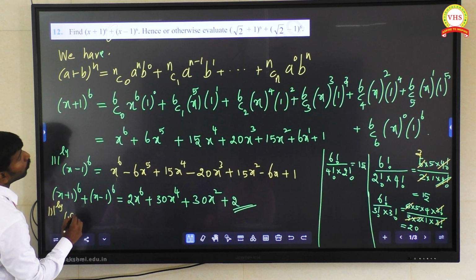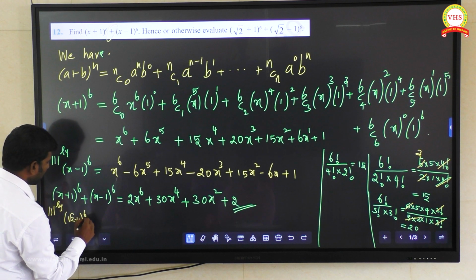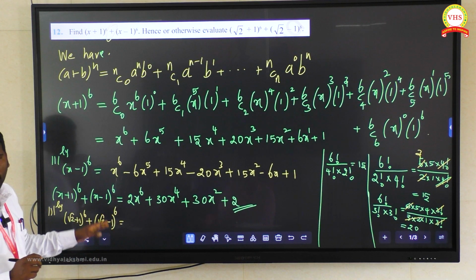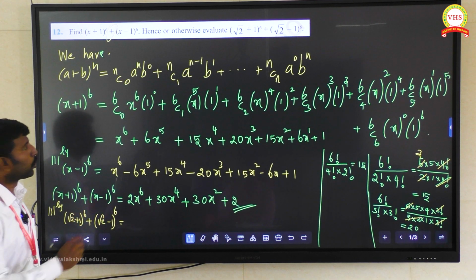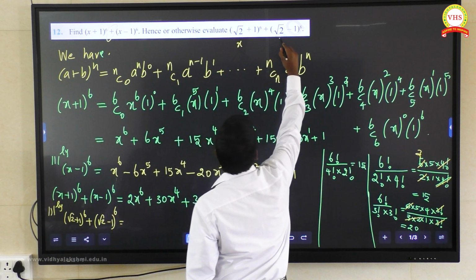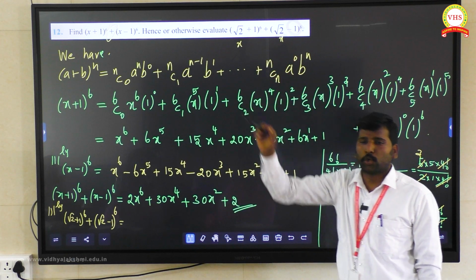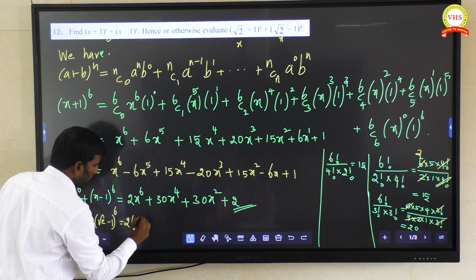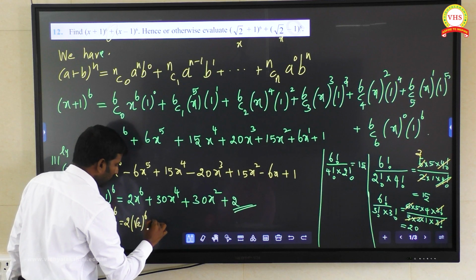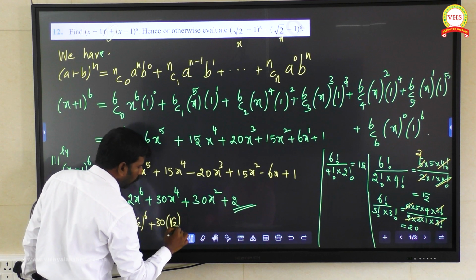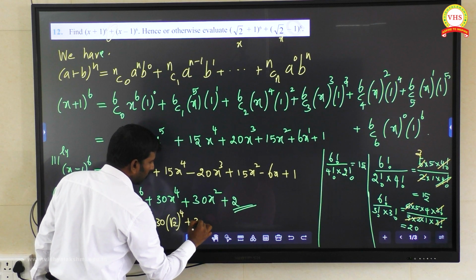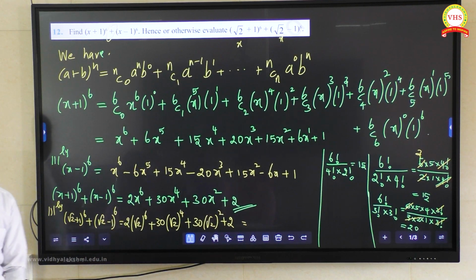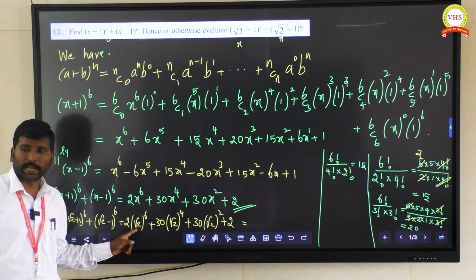Similarly, what is it? Root 2 plus 1 whole power 6 plus root 2 minus 1 whole power 6. So wherever you have an x, you have to replace it with root 2. Wherever you have an x, you want to apply root 2. That's it. Understand? Shall we go now? So 2 into root 2 whole power 6. And here 30 into root 2 whole power 4 plus 30 into root 2 square plus 2, which is equal to, we have to give in the number. Understand? Right.